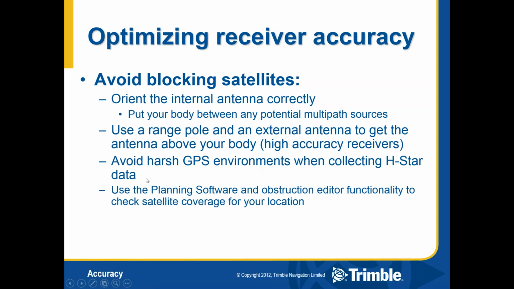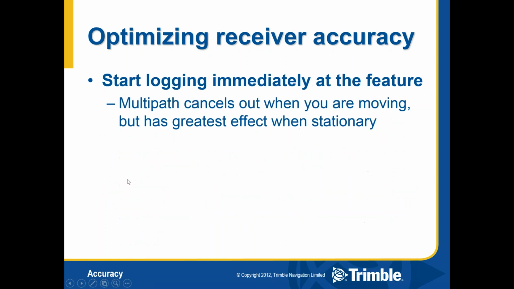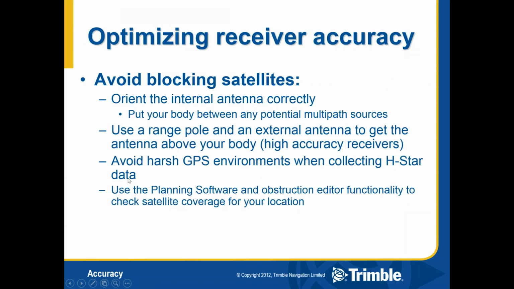So this is an older slide here. It says, let me go back. It says, avoid harsh environments when collecting H-Star data. Well, when this was written, look, 2012, so this is pretty old now. Technology's changed a lot since that floodlight came out, and it makes it easier to collect data in tougher environments. You may not always get super high accuracy in the trees. Like, you may never get centimeter, but you can definitely get under a meter.